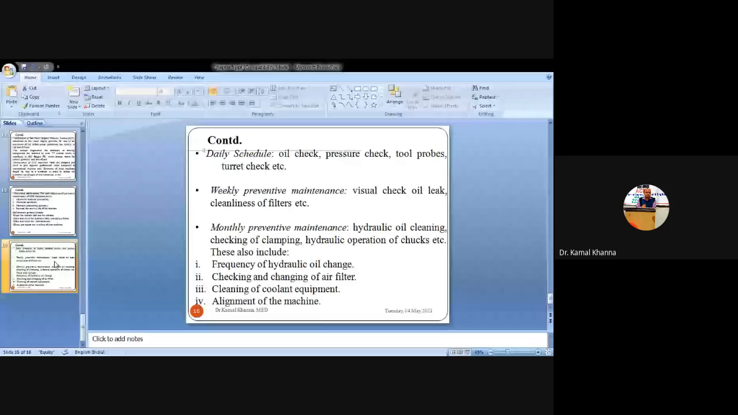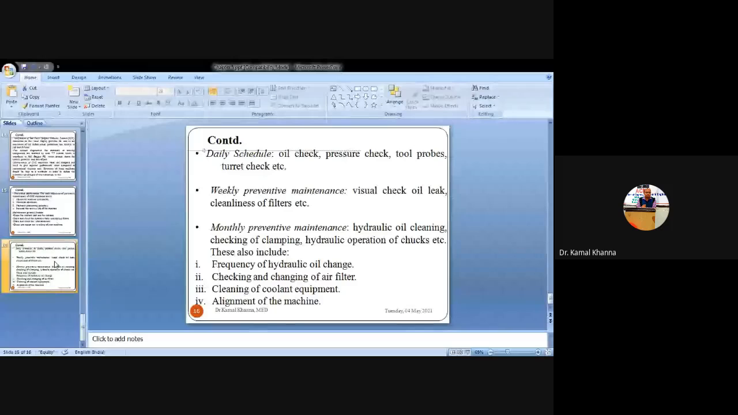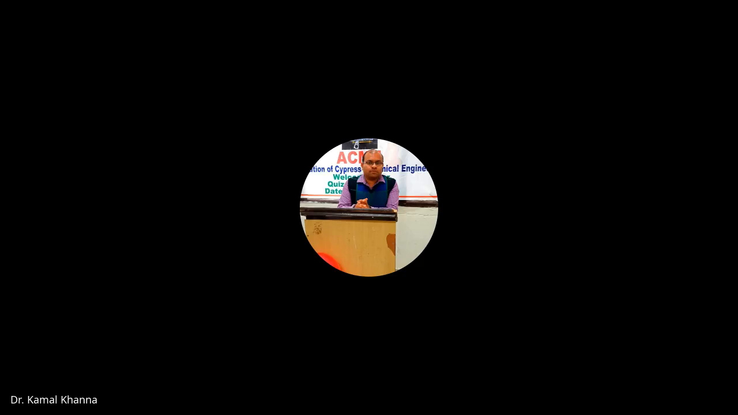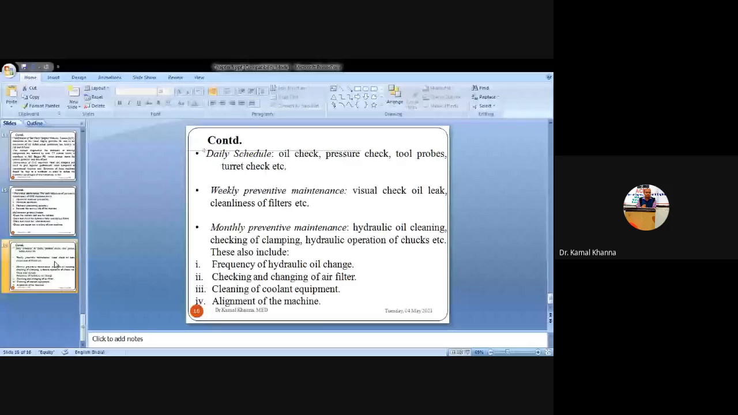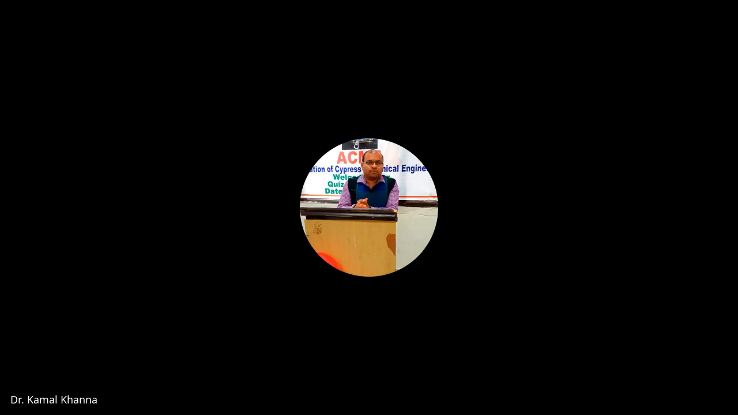Next is the monthly or yearly preventive maintenance. The activities include cleaning the coolant equipment, alignment of the machine, checking the vibrations that are damped out using cushioning effects, and also cleaning the hydraulic oil, checking the clamping and hydraulic operation of the chucks, checking the frequency of the hydraulic oil change, and changing the air filter and the oil filter. So it includes cleaning the coolant and checking all other arrangements and activities which have not been done during the daily or weekly maintenance schedules.